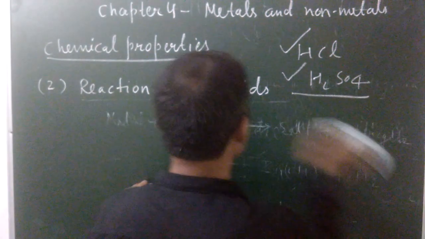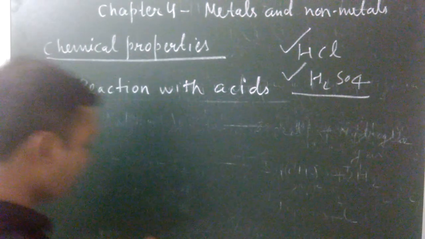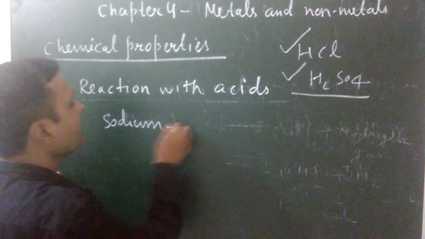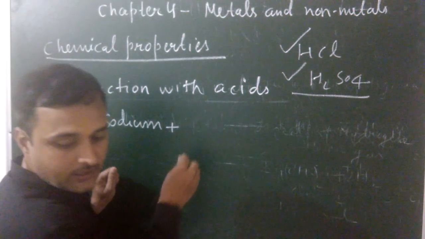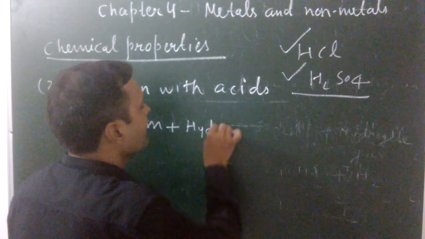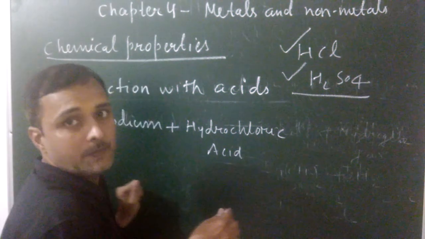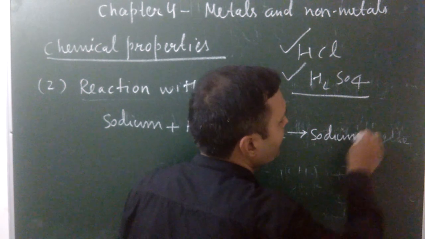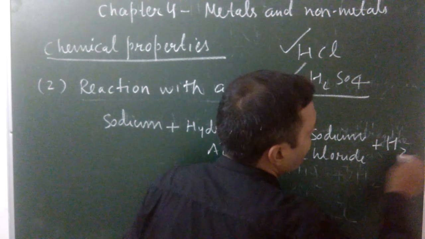Now see the example. I will take the example of sodium first. Sodium plus acid, and the acid name is hydrochloric acid, HCl. It will give the salt. The salt name is sodium chloride, and evolves hydrogen gas, H2 gas.